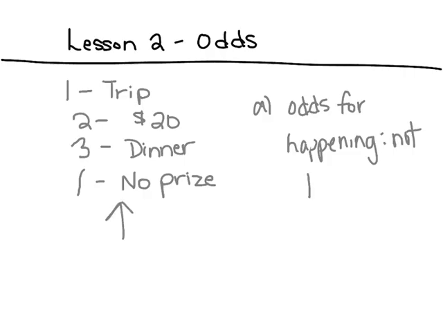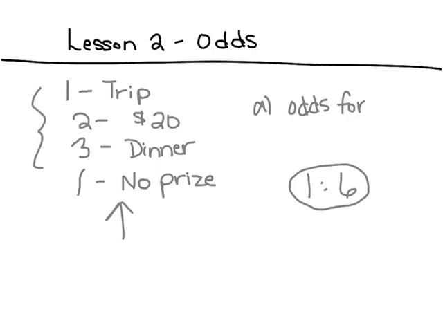So there's 1 chance of that happening. The chances of it not happening are the rest. So 3 plus 2 plus 1, which is 6. Or you can take the total, which is 7, and subtract 1. So altogether, your odds should equal the total. So 1 to 6 is our odds for it happening. So that's the odds for.